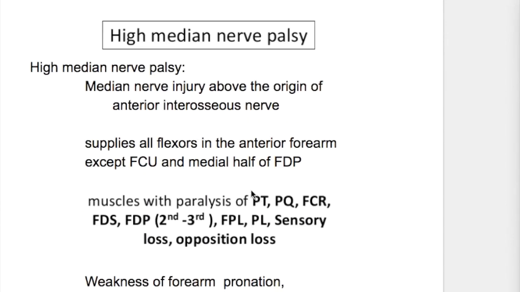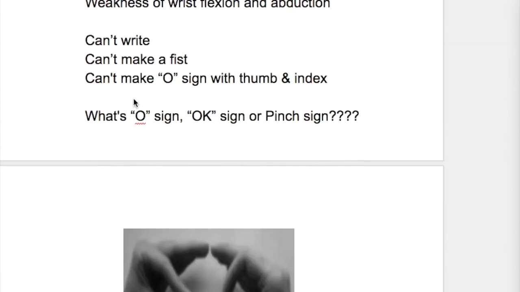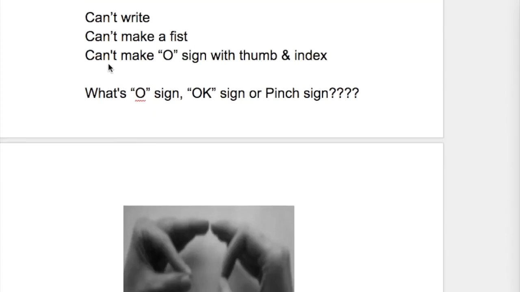What's a high median nerve palsy? A high median nerve palsy is above the origin of anterior interosseous nerve. So what are the effects of the median nerve injury? Weakness of forearm pronation, weakness of wrist flexion and abduction. Patient cannot write because writing is a function of the thumb and index and the middle finger, and there is loss of lateral two lumbricals along with the other muscles of the forearm which are supplied by the median nerve. Patient cannot make a fist, and number three, patient cannot make O sign with thumb and index.